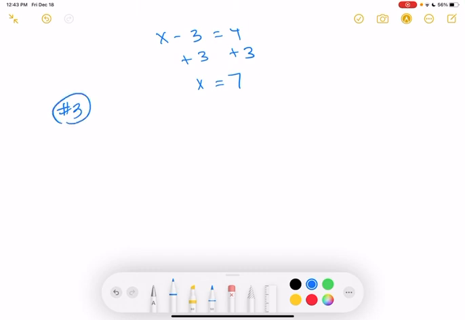For problem number 3, I have 5 over 4 plus 9 over 2x equals 3 over 8x minus 1/4. Okay, so let's have you start this one. Write out all your multiples of your denominators off to the side. Figure out which one you're going to multiply every single term by, and go ahead and rewrite it with the spacing.